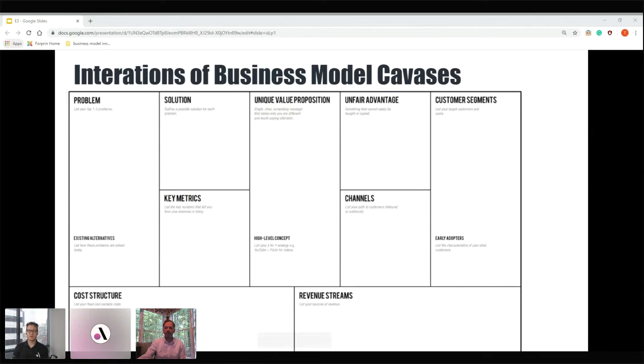In my own experience working with clients and startups, I use the Lean Canvas probably about 75% of the time, and the classic one the rest. The reason is that the Lean Canvas adds boxes for problem, solution, key metrics, and unfair advantage, and those replace key partners, key activities, key resources, and customer relationships from the classic business model canvas.